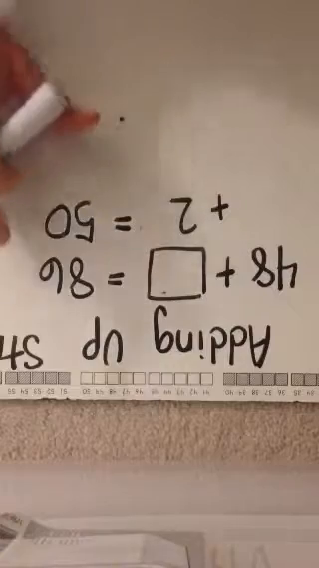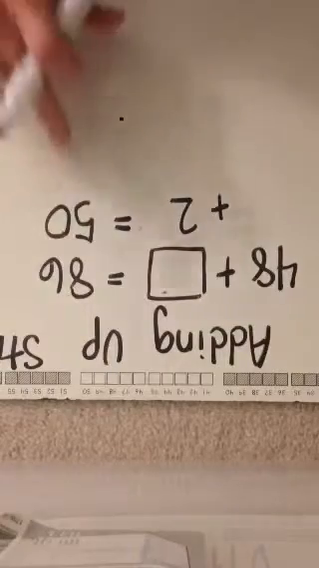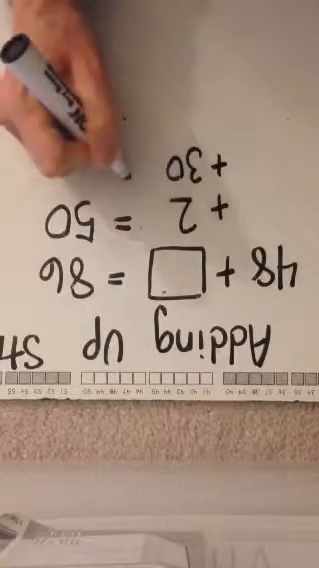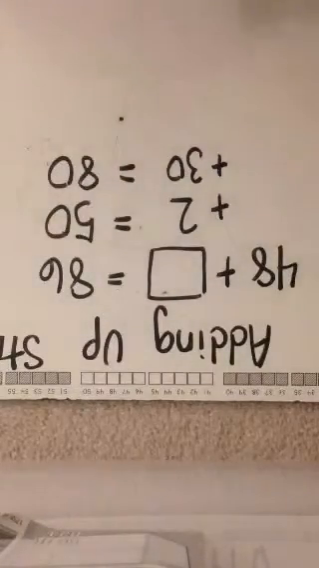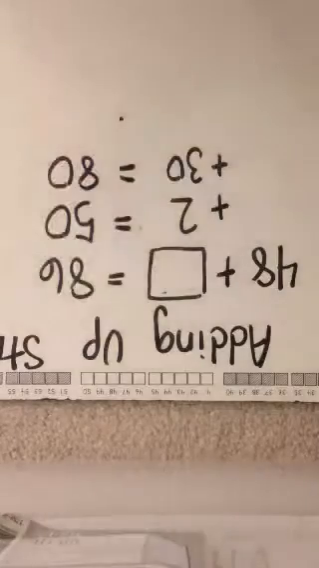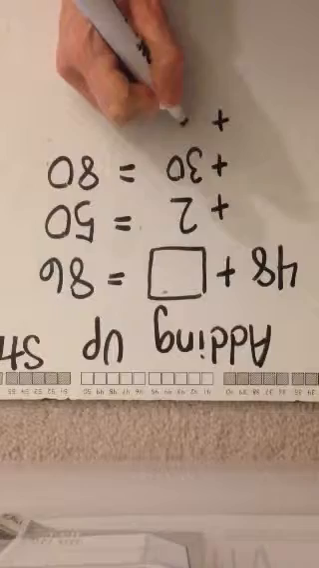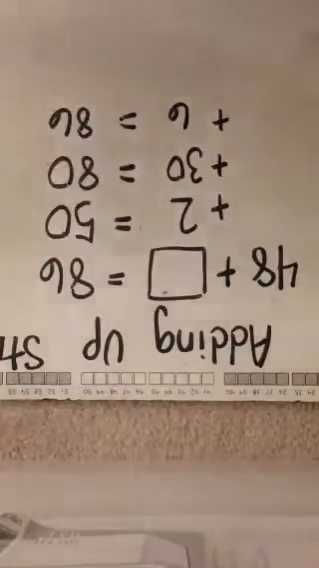We're at 50, and we're trying to get to 86. I already know that if I add 30, it's going to equal 80. But I'm still not at 86. At this point, I should know that I need to add 6. Then I will get 86.